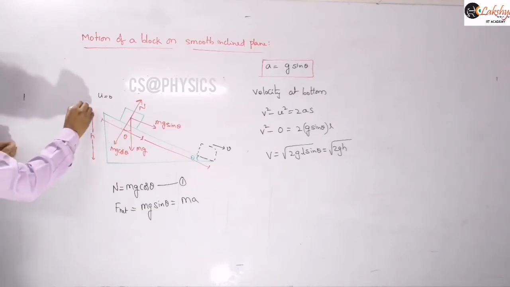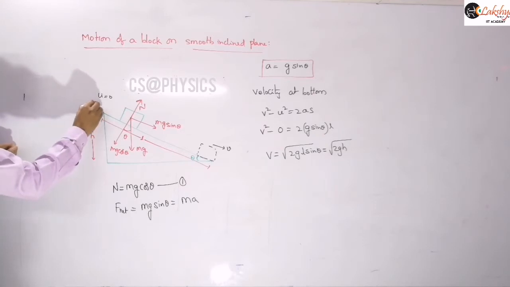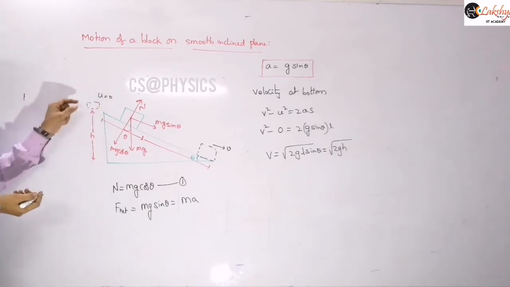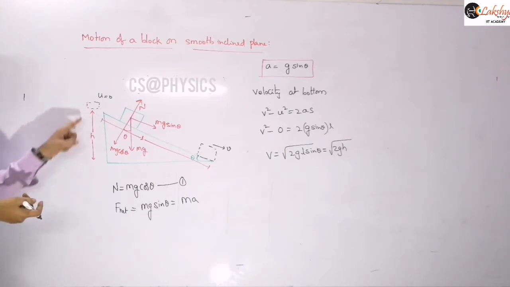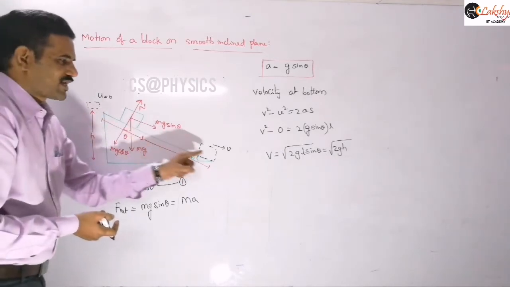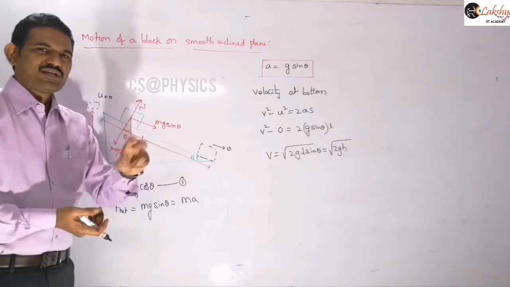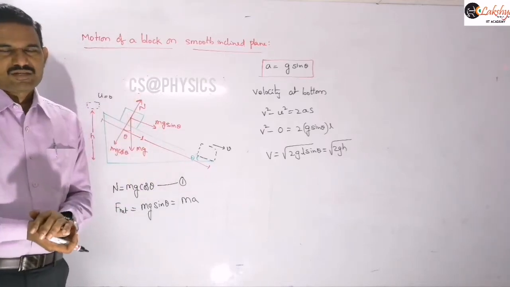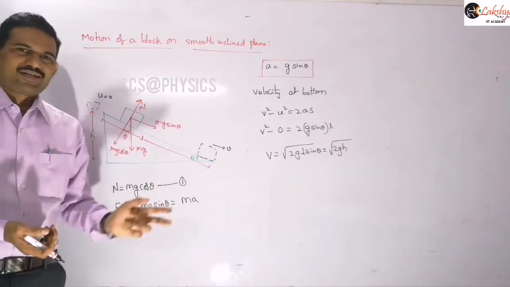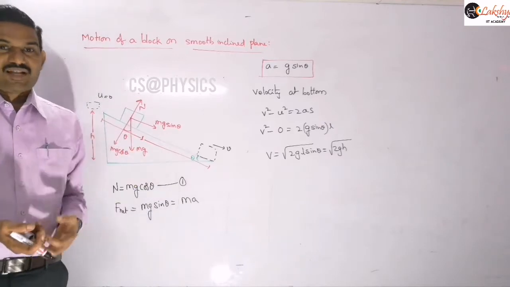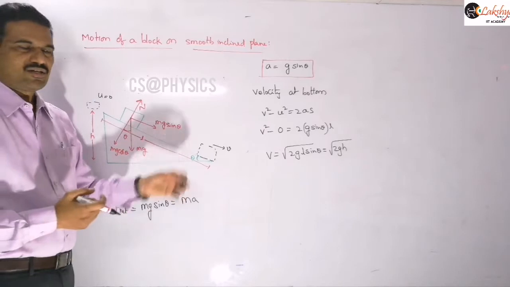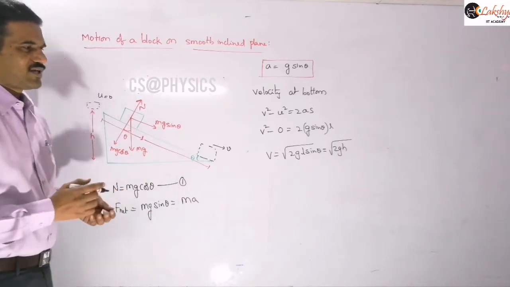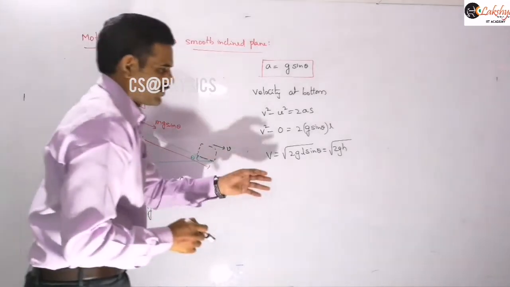That means even if you release an object from the top of this inclined plane directly, and another body slides down this inclined plane, both will reach the bottom with the same speed, right? They will reach with different times and with different velocity also. Velocity means you need to consider the direction also. Velocity is different, but the magnitude of that velocity will be the same. So mention that point here.